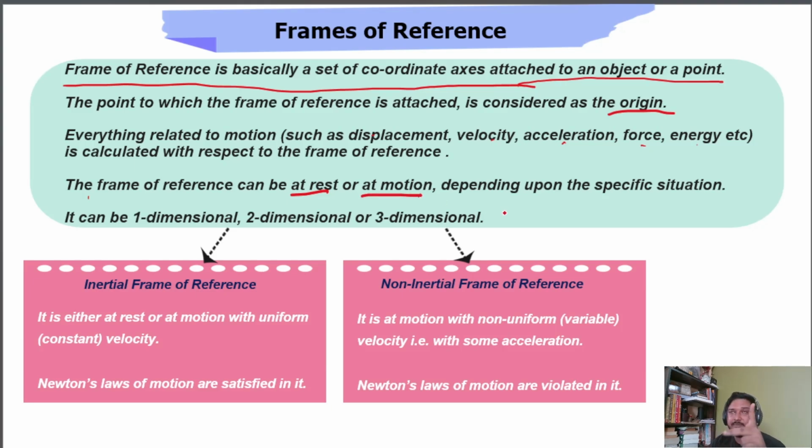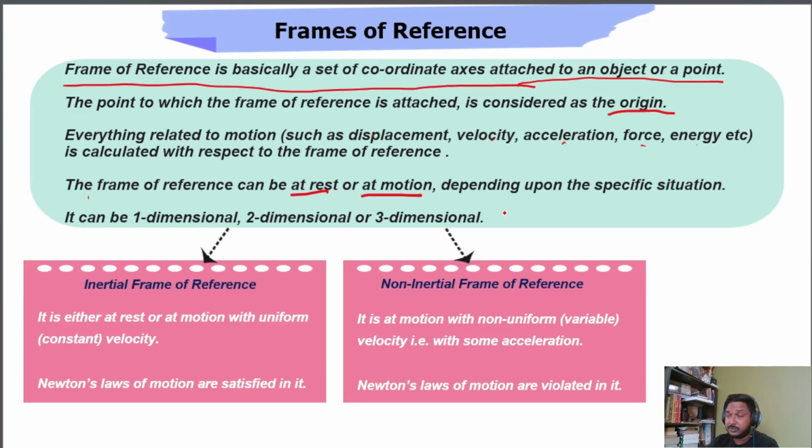So say I'm sitting on a train and I'm imagining a coordinate system attached to my train seat. To a person who is standing outside, the coordinate system will be moving along with the train. But to me, as I am sitting on the train myself, with respect to the seat of the train I'm not moving, so I'll see that the coordinate system is at rest with respect to me. So depending on the specific situation and where the observer is, the coordinate system may appear to be at rest or it may appear to be in motion.